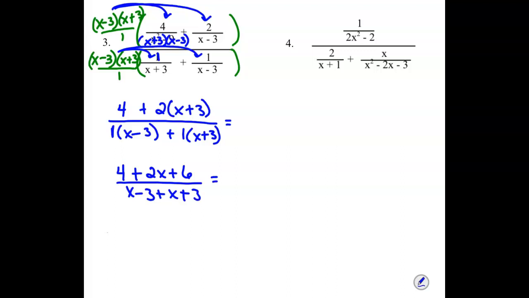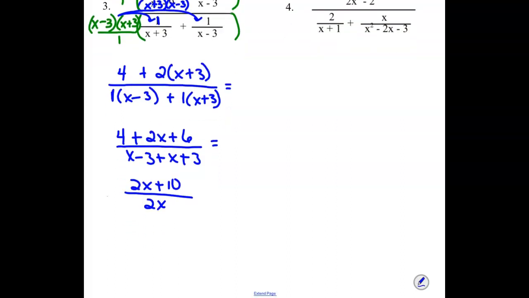Simplifying that, we have a 2x plus 10 all over a 2x. Now we can divide a 2 out of everything. I can factor a 2 out of the numerator and then reduce that with the 2 in the denominator. So I end up with a final answer of x plus 5 divided by x.